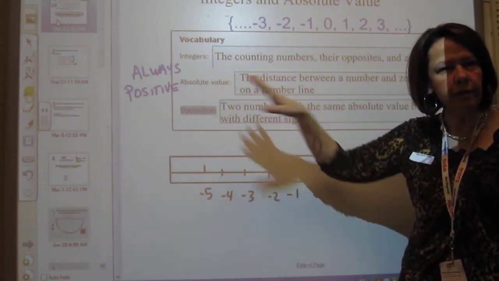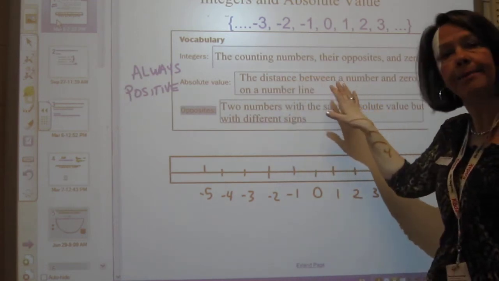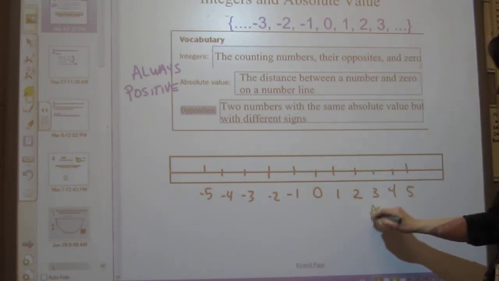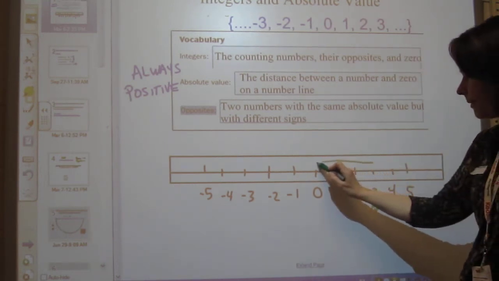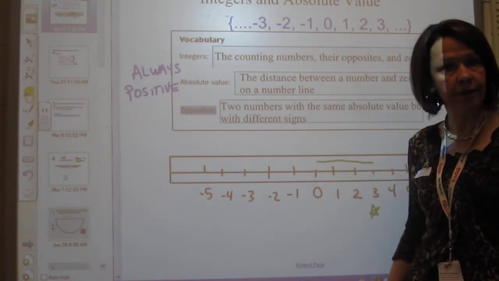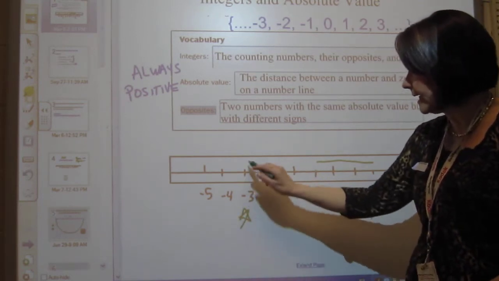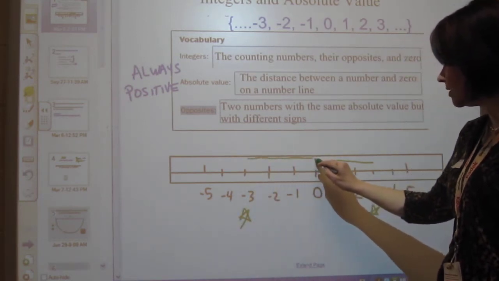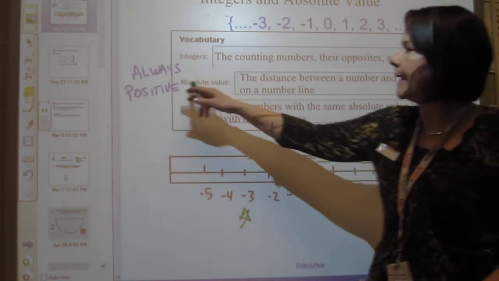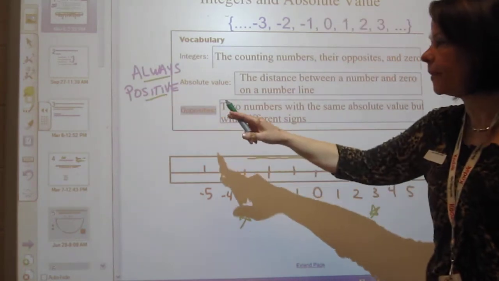Absolute value was a vocabulary term we had. It is the distance between a number and 0 on the number line. So if you have a number like 3, the distance from 3 to 0 is 1, 2, 3. Absolute value of 3. If you have the number -3, it is also 1, 2, 3 units from 0. By the way, hope you wrote that in your margin. Absolute value is always positive.